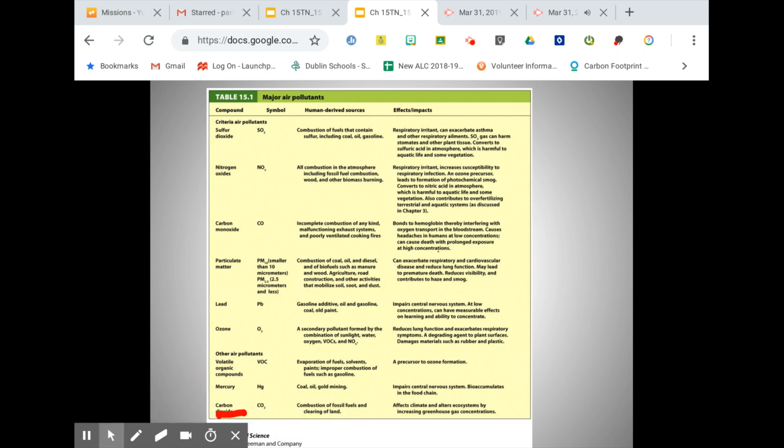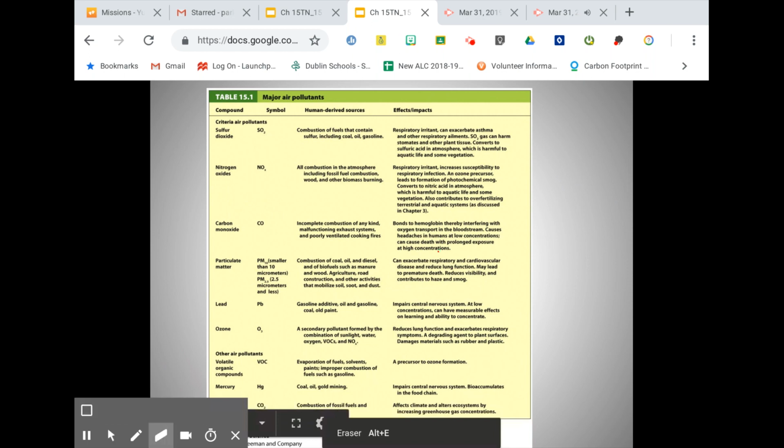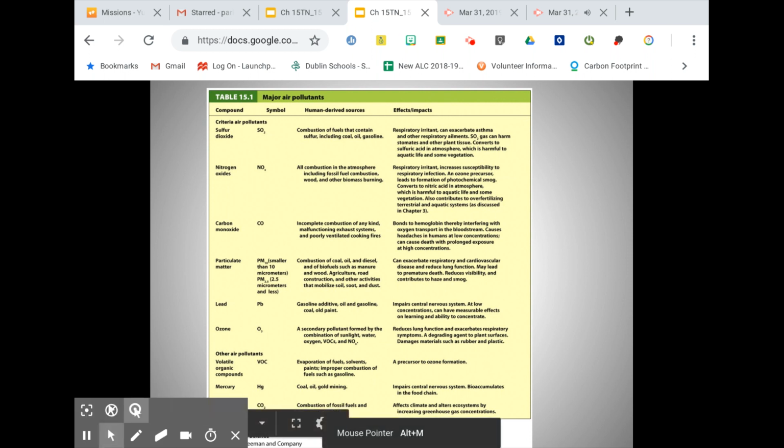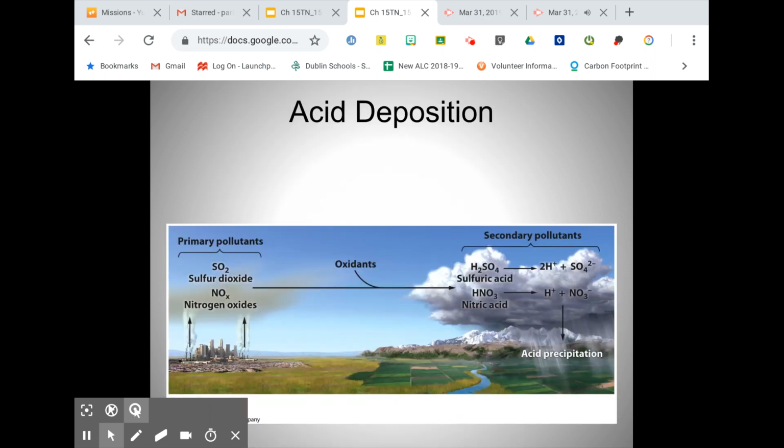All right, so this little diagram, this is right from your textbook, and it's nothing more than just a summary of the criteria air pollutants, their symbols, where they come from, and then the effects that they have. You may want to spend a little time glancing over the effects. It does a little bit better job in this particular table than I did. I didn't spend a lot of time other than just saying it was a respiratory irritant a couple of times, but the table does a really good job of summarizing the impacts of each of the air pollutants.